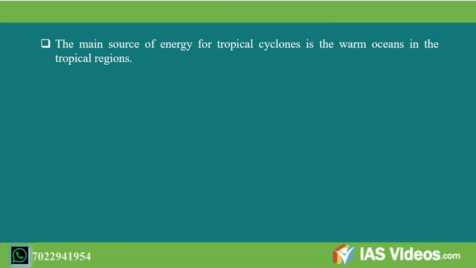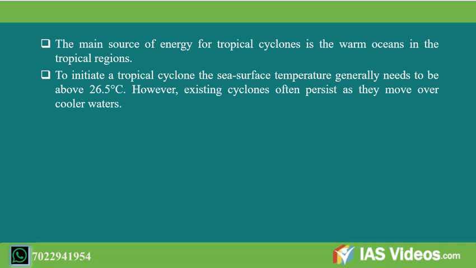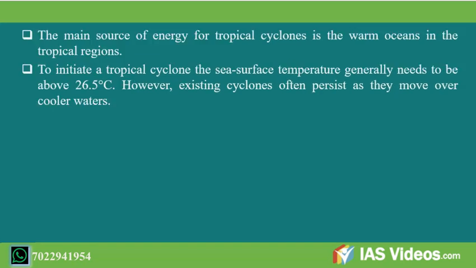The main source of energy for tropical cyclones is the warm oceans in the tropical regions. To initiate a tropical cyclone, the sea surface temperature generally needs to be above 26.5 degrees C. However, existing cyclones often persist as they move over cooler waters.